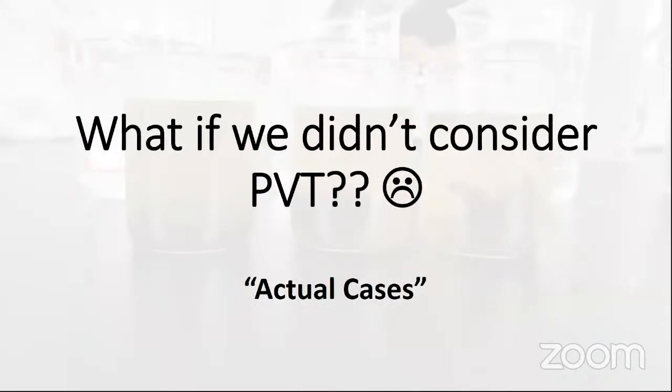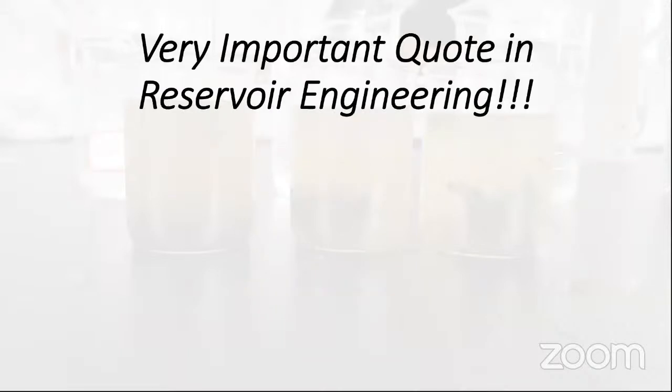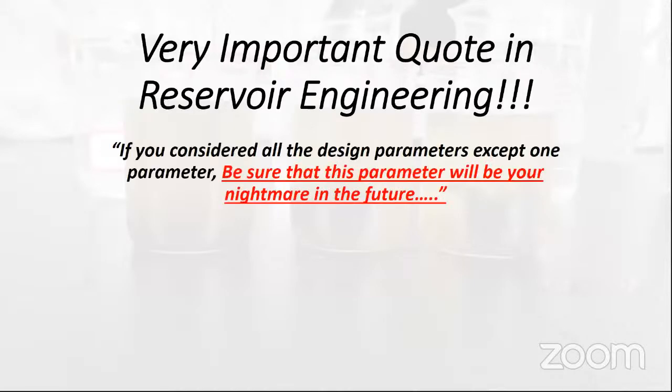So in the previous slides, we considered the PVT aspects that we take into account in the field development plan. But what happens if we don't consider the PVT aspects in the field development plan? We have some actual cases. But before going to the cases, we have a very important quote in reservoir engineering: if you consider all the design parameters except one, be sure that this parameter will be your nightmare in the future. Because you didn't consider this parameter, it will cause some bad problems in the future.